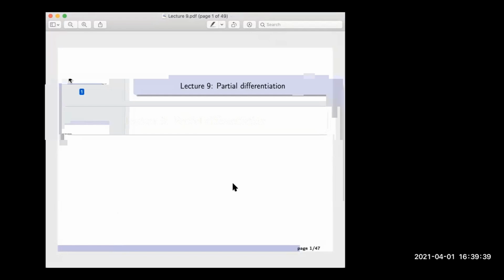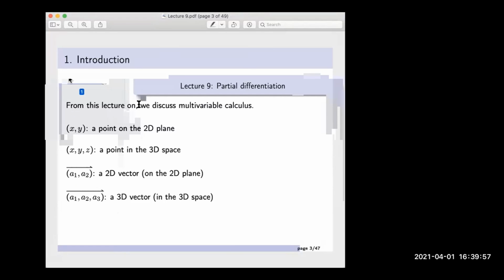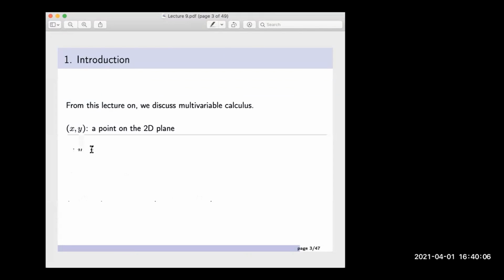Okay. So lecture 9 is about partial differentiation, about taking derivatives for functions of multiple variables. We will introduce a lot of concepts in this lecture related to partial derivatives. Since we consider functions defined on a two-dimensional plane or three-dimensional space, where x, y, or z are the variables in the function, we would use the following notation.